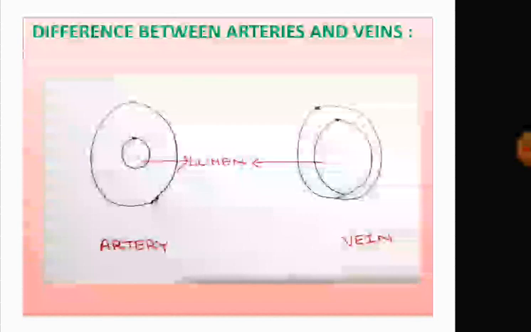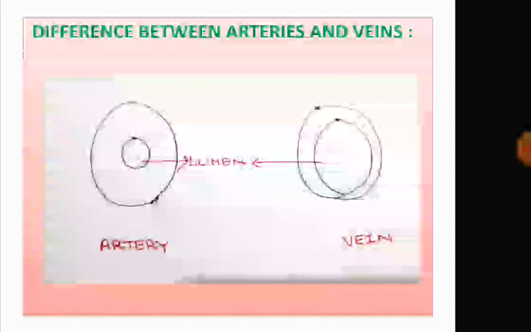In arteries, blood flows in spurts. Spurts means movement with a sudden burst of speed. We can also think of it as jerking. So blood in arteries flows in spurts, whereas in veins it flows uniformly. So these are the differences between arteries and veins.